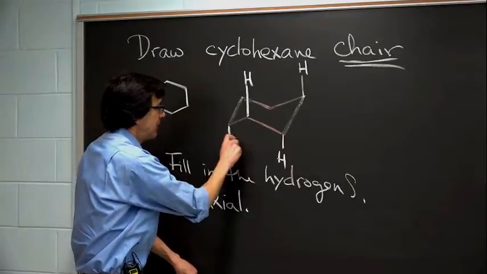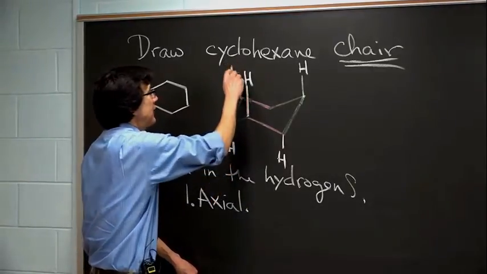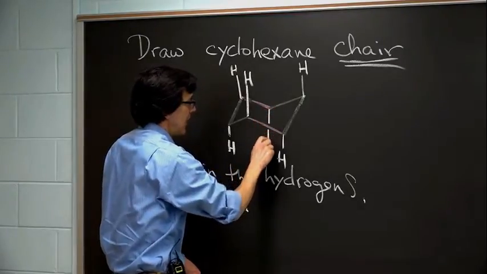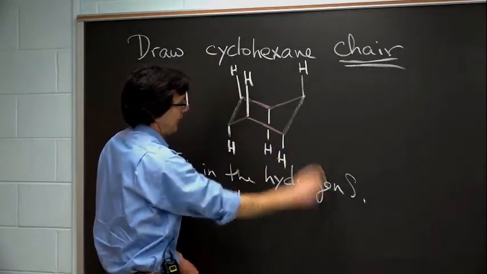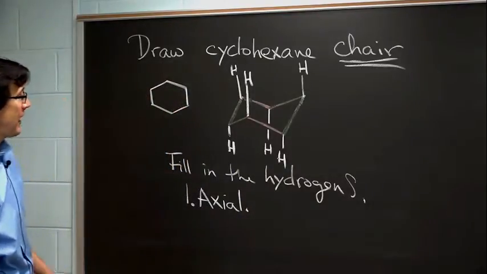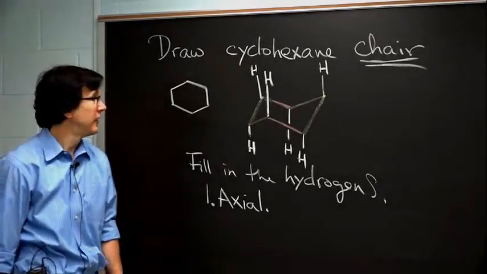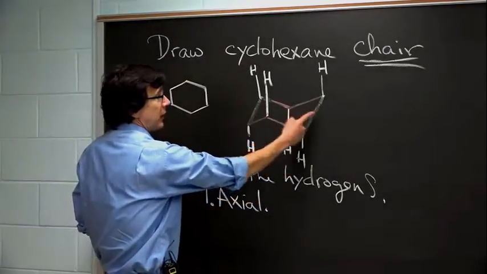Axial down, axial up at this carbon, and then axial down, this bond goes behind this pink bond that's in the front. So hopefully that's 1, 2, 3, 4, 5, 6 axial hydrogens. Have you built a model of this?